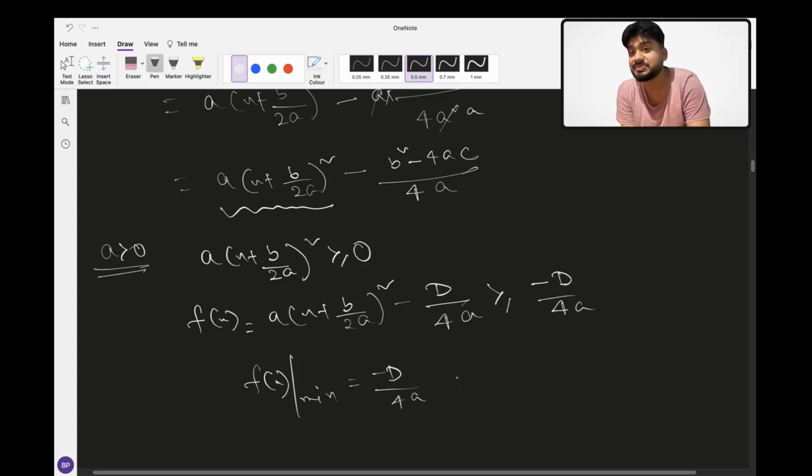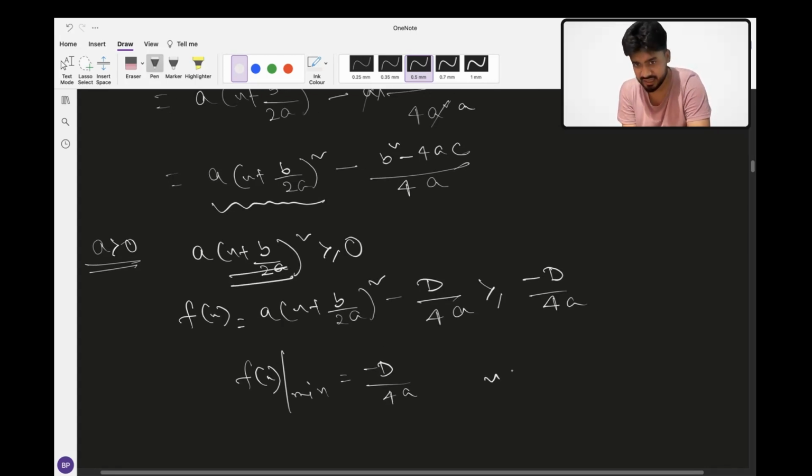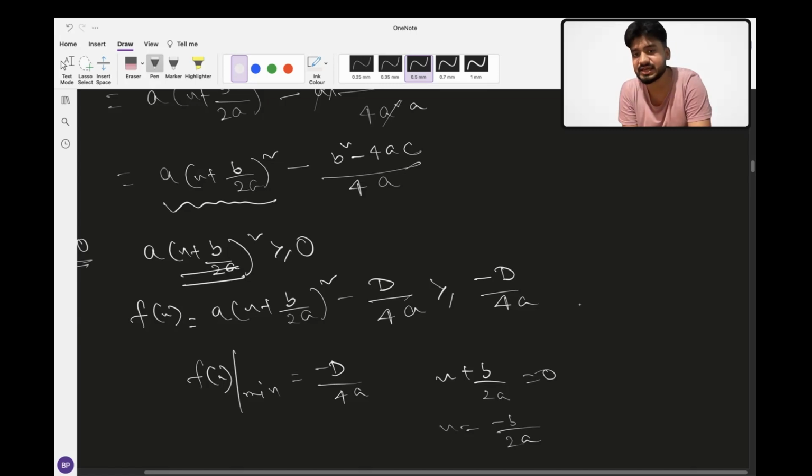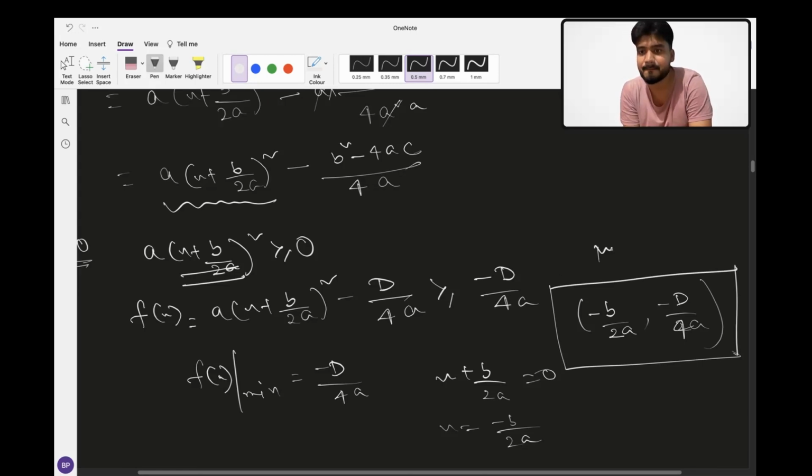And at what point will it be achieved? When this thing will be 0. So x plus b by 2a equals 0, that means x equals minus b by 2a. So in this case, it will have a minimum value at the point minus b by 2a comma minus D by 4a. It's clear? Minimum.